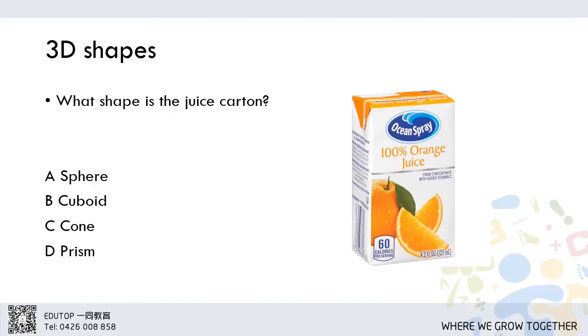Over here we have a carton of orange juice. You can pause the video and think about what shape the juice carton is. Alright, good job. The juice carton is a cuboid. It's certainly not any of the other options below, but it's also not a cube because this carton does not have equal length for all its edges.